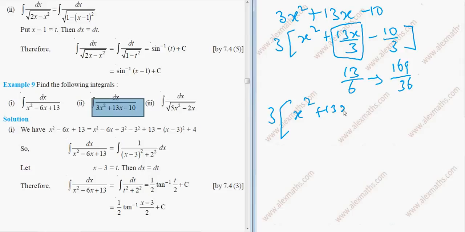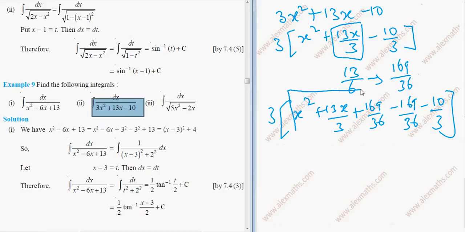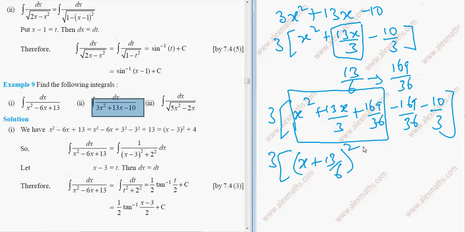So we have x² + 13x/3 + 169/36 − 169/36. Always add first, because this entire thing will become the (a + b)² form, which is nothing but (x + 13/6)². When you do the 2ab term, what will happen? 2x into 13/6 becomes 13/3, which is present here.